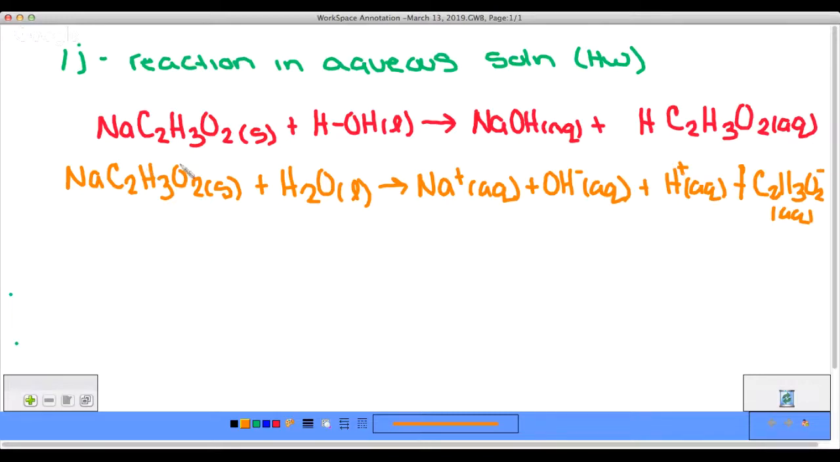Because these are solid and this is liquid, and they don't break apart, because again, the only thing that breaks apart into ions is aqueous things, nothing can get canceled out. So this right here is your net ionic equation. It is kind of a strange one in the fact that nothing gets canceled out.